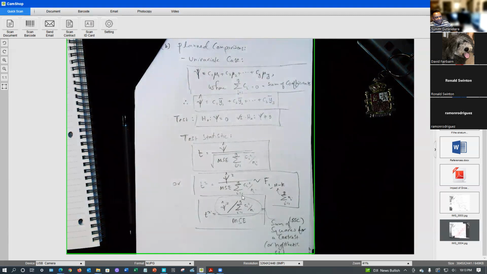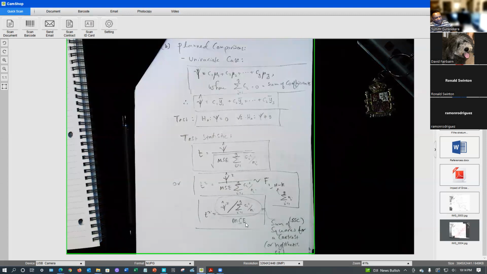I'm going to move this part to the numerator like that. This whole thing I'm going to call the sum of squares contrast. See? This is called the sum of squares contrast.